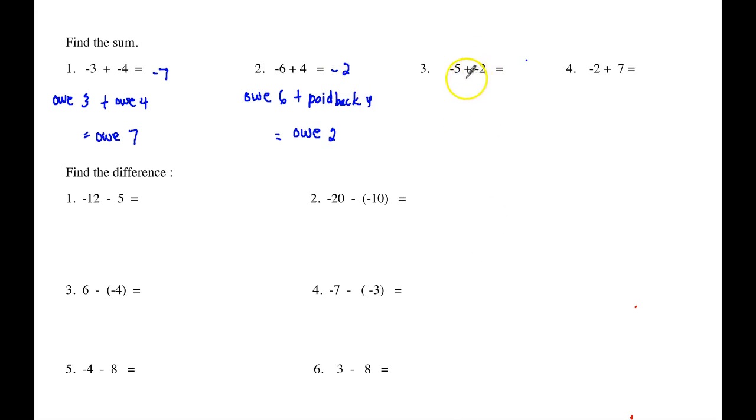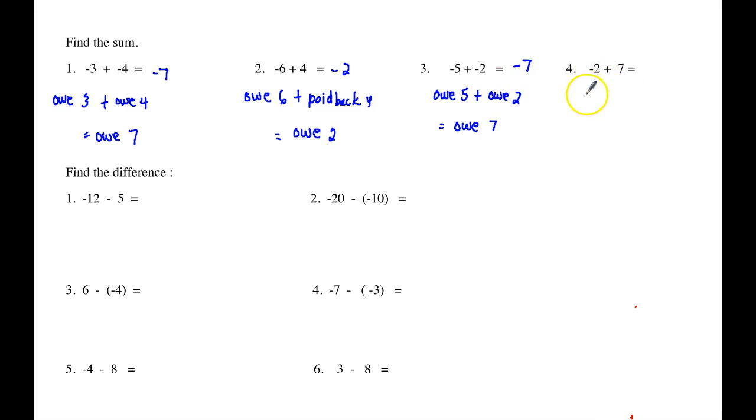All right, the next one. So negative 5, that means you owe $5. So owe 5. Then you're adding, oh, you owe $2 more. Owe 2. So altogether, you owe 7. And in math, that means negative 7.